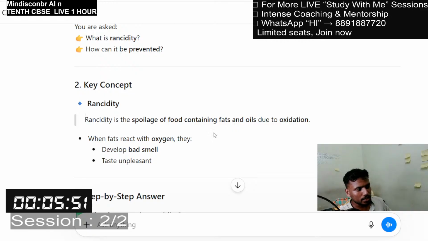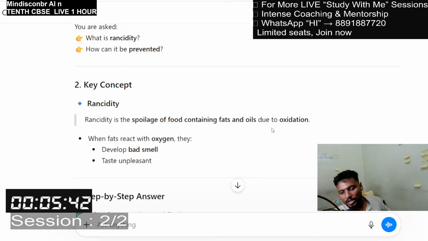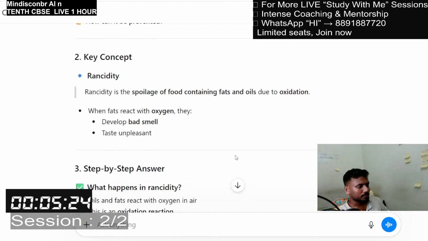Rancidity is the spoilage of food containing fats and oils due to oxidation. So, food containing fats and oils, when combined with oxygen or when undergoing an oxidation reaction, leads to spoilage of food, and that is called rancidity. When fats react with oxygen, they develop a bad smell and taste unpleasant. What happens when fat reacts with oxygen? They give an unpleasant smell and a bad taste.